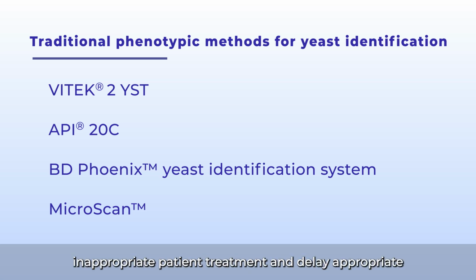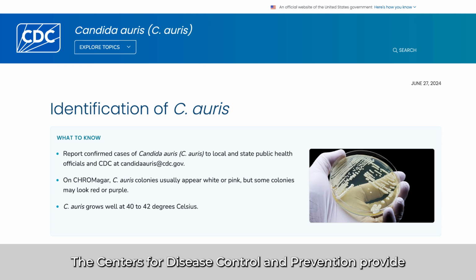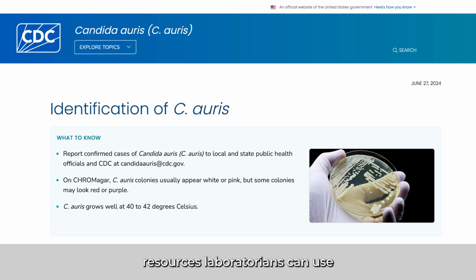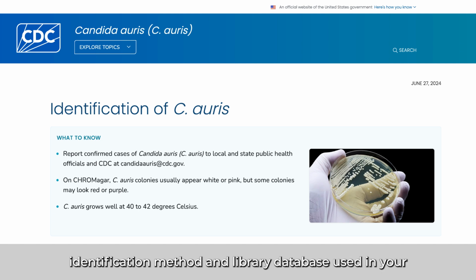Misidentification can lead to inappropriate patient treatment and delay appropriate infection control precautions. The Centers for Disease Control and Prevention provide resources laboratorians can use to identify possibilities for misidentification. The information is based on current knowledge of Candida auris and is subject to change as additional information becomes available. Consult with the manufacturer on the capabilities of the identification method and library database used in your laboratory to determine how best to interpret results.